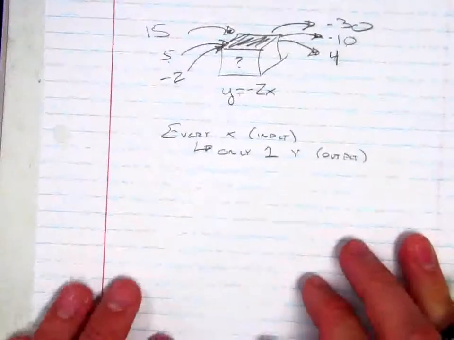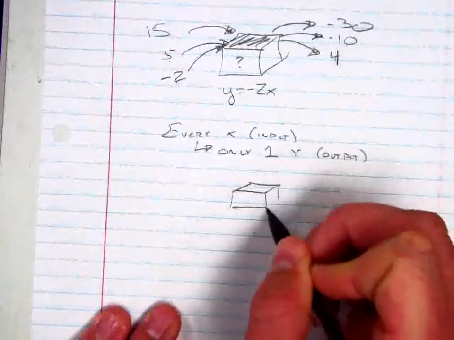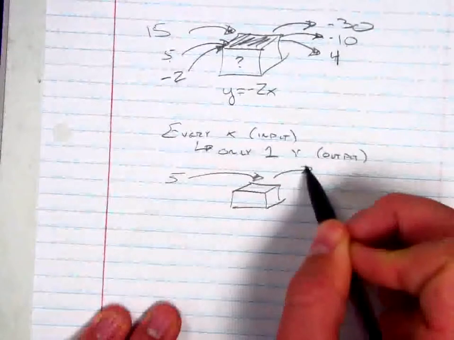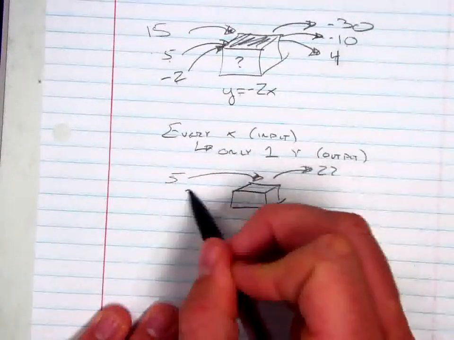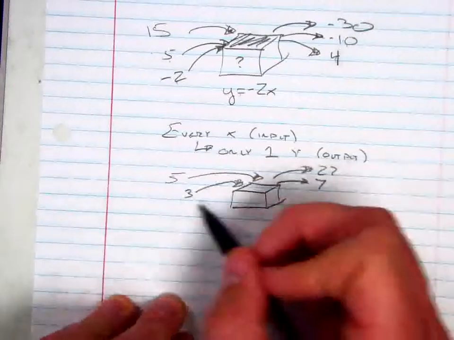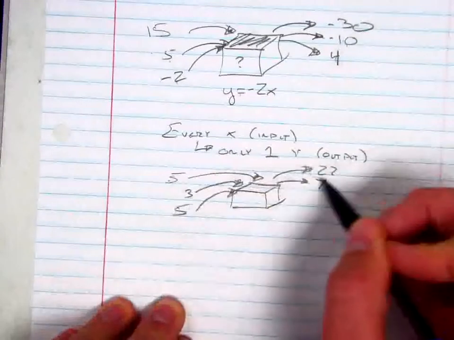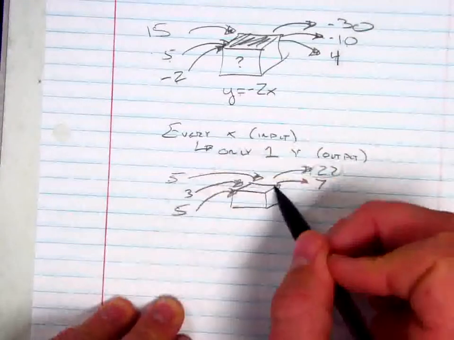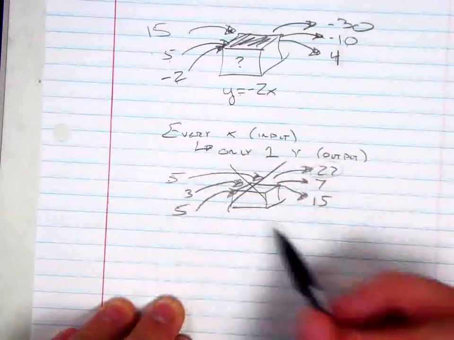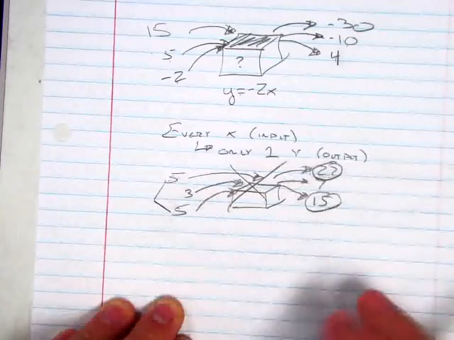Let me explain what I mean by that. If I've got a box, and I'm not sure if this relation is a function, and I throw in the number 5, out pops, let's say, a 22. And if I throw a 3 in, out pops a 7. If I go back and throw another 5 in, I should expect a 22 to pop out again. But let's say something different pops out, like a 15. That means this is not a function, because the same x value has two different y values.